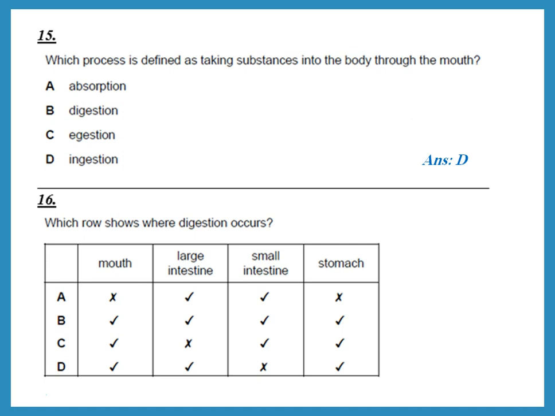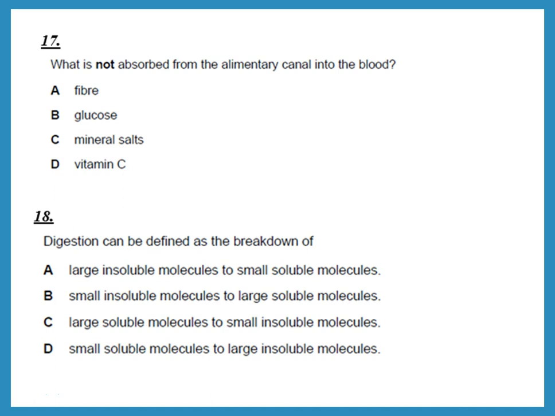What about in the small intestine? Yes, we said in the duodenum we have enzymes. In the stomach, yes, we have pepsin in the stomach, so our answer is C. What is not absorbed from the alimentary canal into the blood? Which of these is not absorbed? Remember, we can absorb glucose, mineral salts, vitamins. Remember that fiber is something that is not digested and it is not absorbed into the blood.